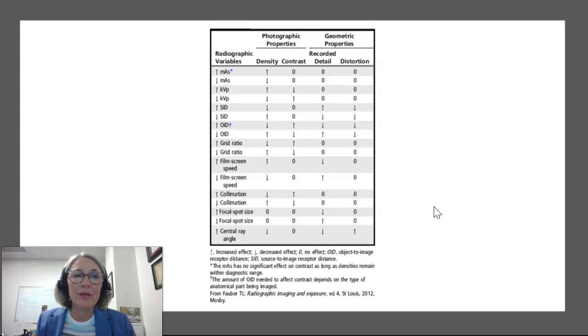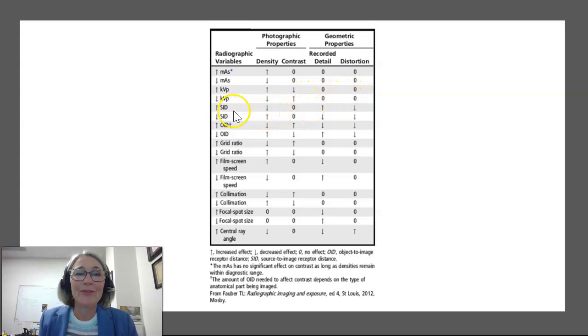So if you increase your mass, you're increasing your IR exposure. Makes sense, right? It doesn't have anything to do with contrast, recorded detail, or distortion. If you increase your kVp, you're increasing your density or IR exposure. You're decreasing your contrast. Remember, you're getting a longer scale. It has nothing to do with recorded detail and distortion.